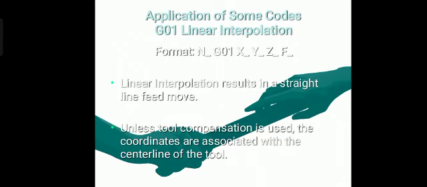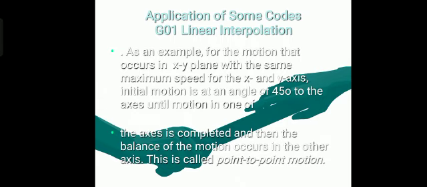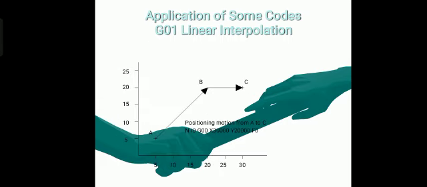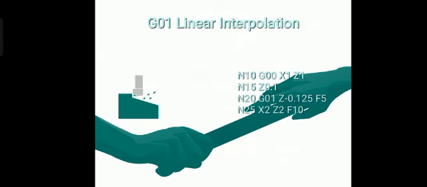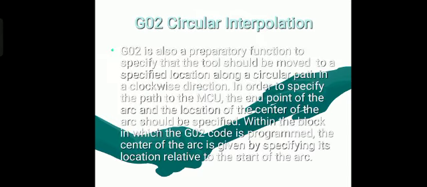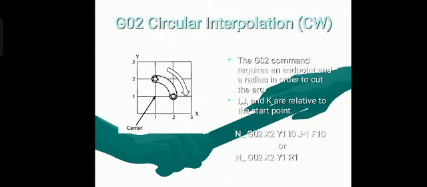Application of some codes. G01 linear interpolation. Linear interpolation results in a straight line feed move. Unless tool compensation is used, the coordinates are associated with the center line of the tool. These are the examples. This is a G01 linear interpolation. G02 circular interpolation. There are many program examples.